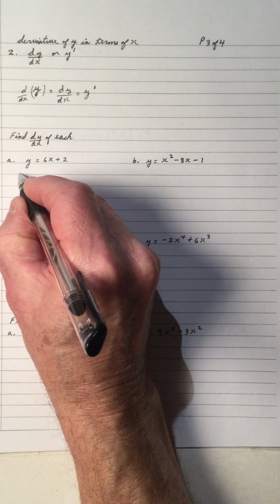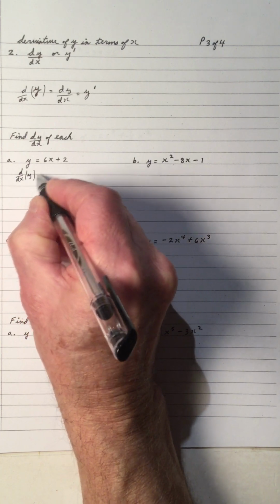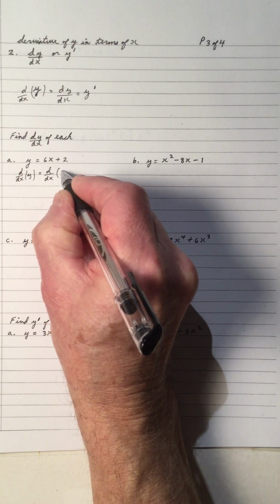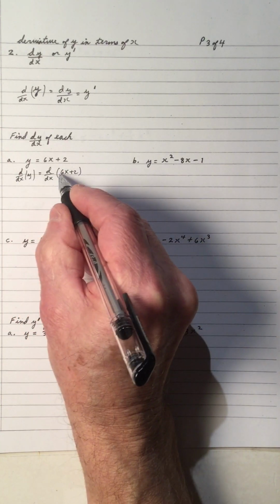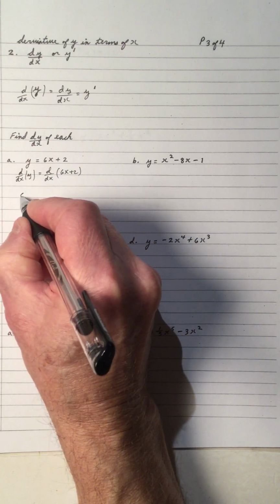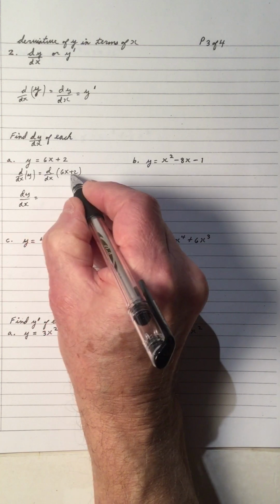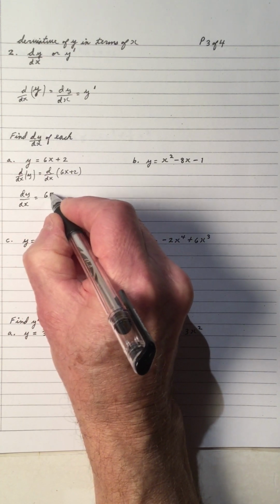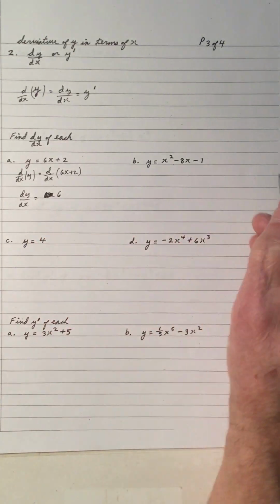So that's d over dx of y, and d over dx of 6x plus 2. So I took the derivative of each side in terms of x. So that gives you dy over dx, and the derivative in terms of x is 6x. Oops, sorry, my mistake. The derivative of 6x is a 6. The derivative of 2 is 0.